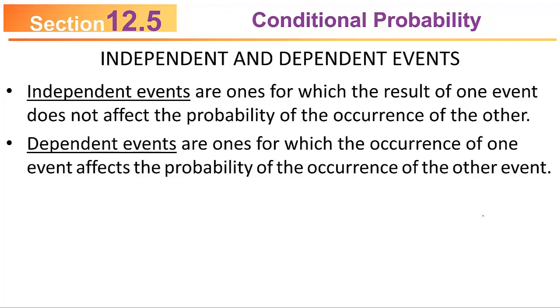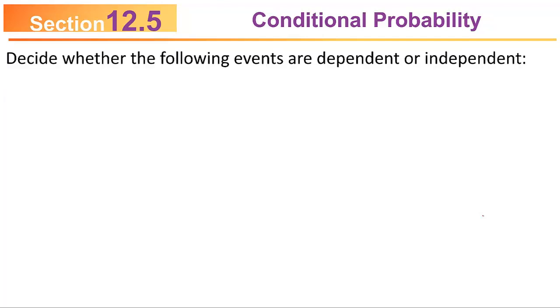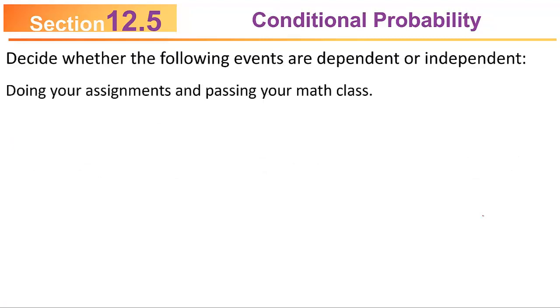Now that you can see the contrast, I want to put some examples up and see if I can make it even clearer. Let's decide whether the following events are dependent or independent. Doing your assignments and passing your math class. Do you think doing your assignments might have some effect on the probability of you passing your math class? Yeah, I think most people would agree to that. So those are dependent events. One thing can affect the probability of the other thing.